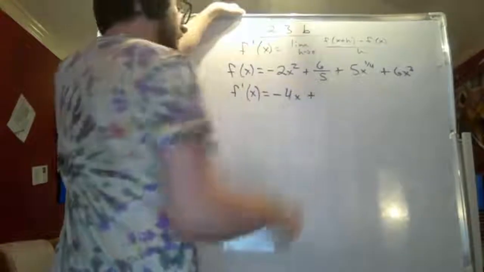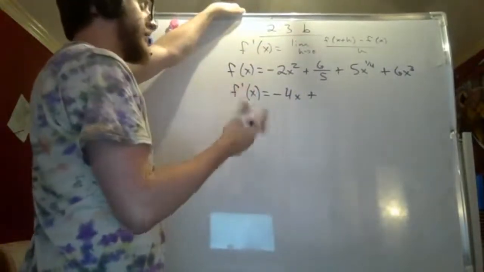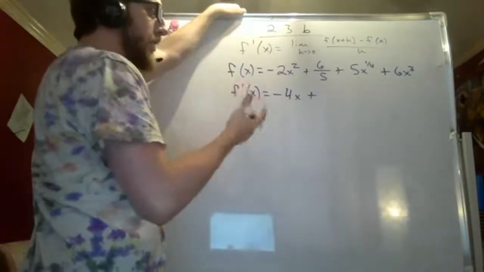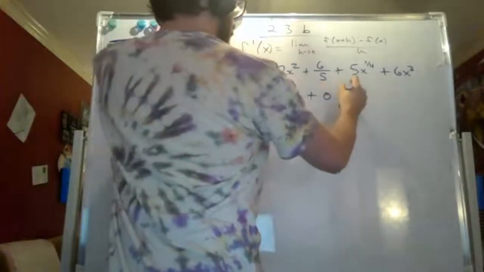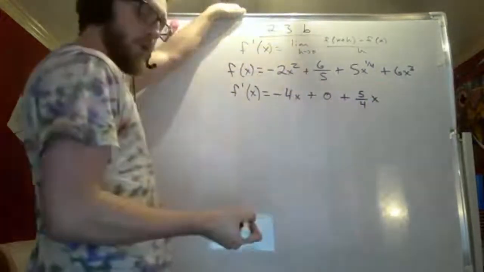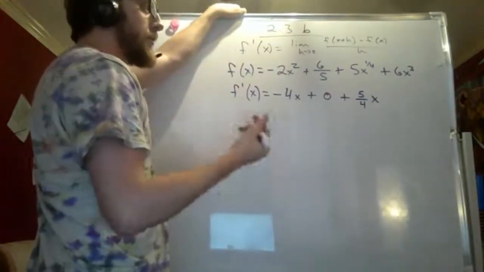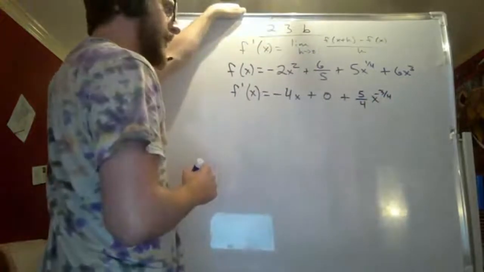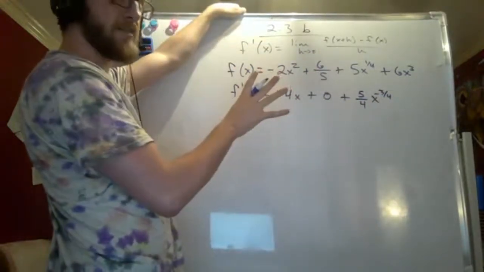plus the derivative of 6/5, 6 over 5. That's a constant, and the derivative of a constant is 0. So we keep going. We bring the 1/4 down, so we have 5 times 1/4, or in other words, 5 divided by 4. The power decreases by 1. So 1/4 minus 1 is a negative 3/4 power. As nasty as that looks, that's a perfectly fine answer.